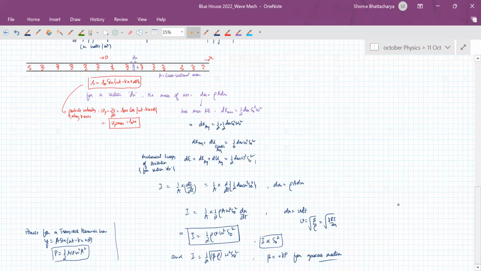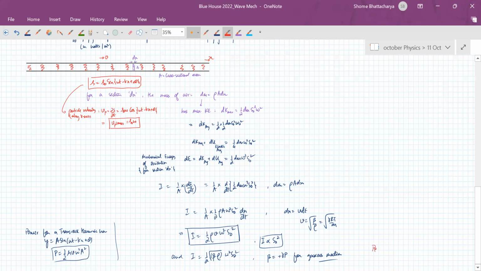Further, we can also see the relationship of intensity with the pressure amplitude, because you can replace s naught with the pressure amplitude P naught divided by beta into k. That also gives an interesting relationship. You should know all these interrelationships between the various quantities. Like, you're used to v equal to f lambda and k equal to 2 pi by lambda up till now. But now you should also be very familiar with all these terms, and how the pressure amplitude and the displacement amplitude are related for a longitudinal wave.